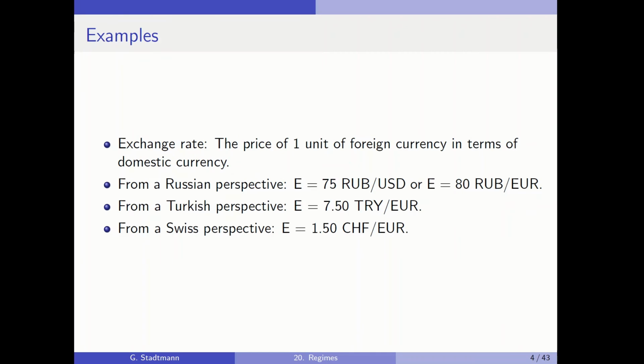So let's proceed. We said we want to quote the foreign exchange rate as the price of 1 unit of the foreign currency in terms of domestic currency. So for example, from a Russian perspective, the exchange rate is, for example, 75 Russian rubles for 1 US dollar or 80 rubles for 1 euro. From a Turkish perspective, the exchange rate is 7.5 new Turkish lira for 1 euro, or from a Swiss perspective, it is 150 Swiss franc for 1 euro.